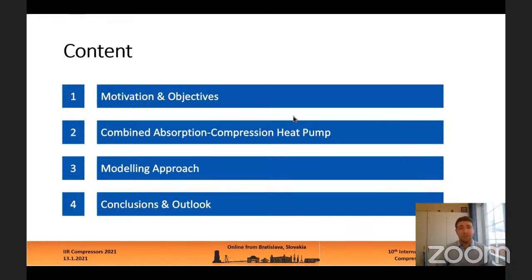Within this presentation, I want to explain our motivation and objectives, give you a description of the combined absorption compression heat pump system, introduce our modeling approach, and finalize the presentation with our conclusions and an outlook.